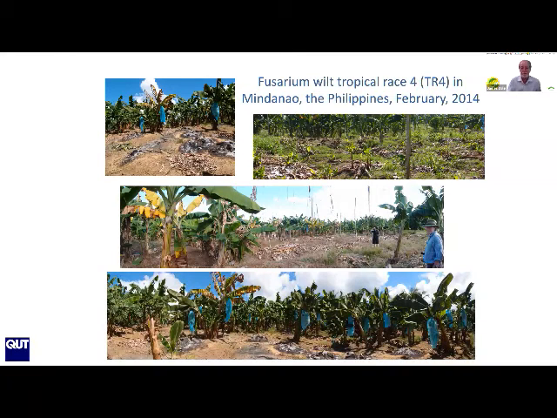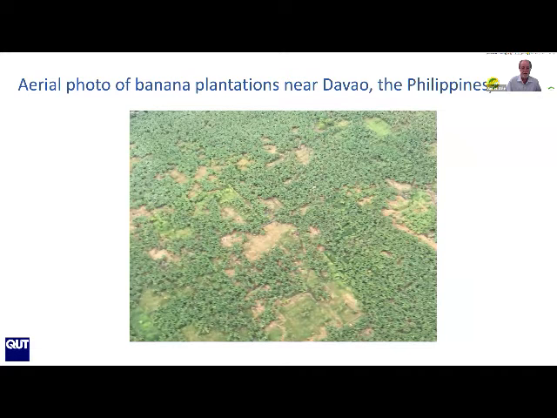These are some photos that I took in 2014 in the Philippines. At that time, some of the control measures were to dig out infected mats and to burn the residue in the soil. That's in the top left-hand corner. It probably has some effect, but as you see, there's just decimation. And a photo I took from the air in Davao in the Philippines, which is really pretty scary when you see those huge patches of bare ground in banana plantations, all attributable to tropical race 4.